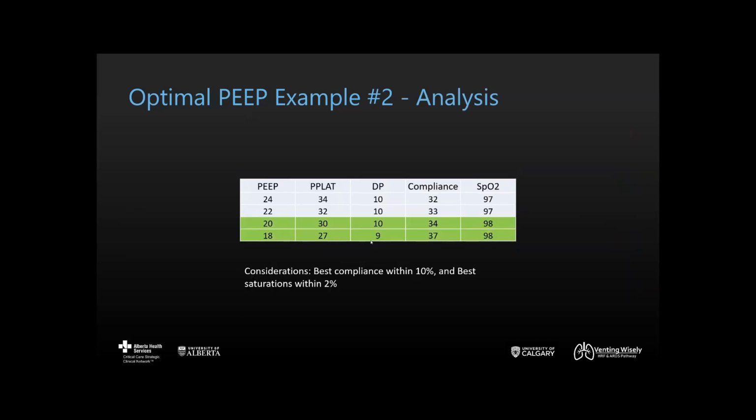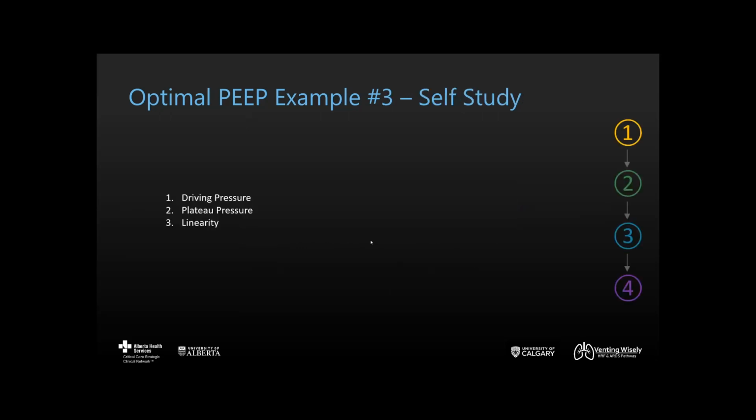Now the analysis and considerations. Best compliance at PEEP of 18 and a 10% variance gives us a PEEP range of 22 to 18. And our best SATs occur from PEEPs of 20 to 18. So my answer, I would choose a PEEP of 18, again for that plateau pressure wiggle room and marginally improved compliance. Now that you have the hang of it, let's look at two more examples.